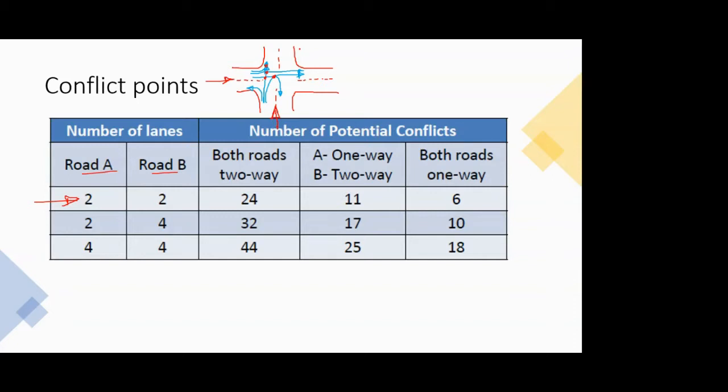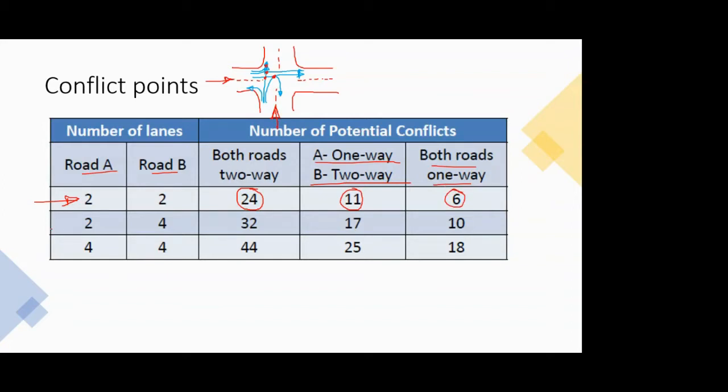The more conflict points, the more susceptible that intersection is to an accident if you are not providing any control devices, as in you are not providing any signals or any channelizing islands. In that case, the conflict points go on increasing. You can see here, when 2 roads are having 2 lanes and both roads are 2-way, the conflict points are 24. But the moment we make one road 1-way and another road 2-way, the conflict points reduce drastically. And if we make both the roads 1-way, the conflict points reduce even more.